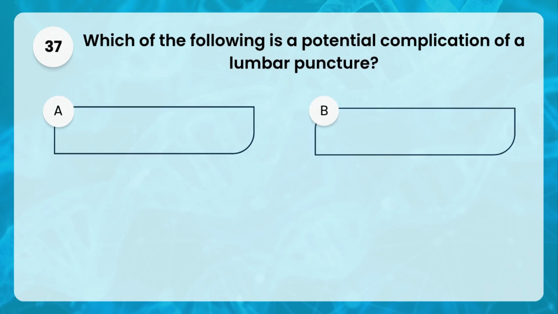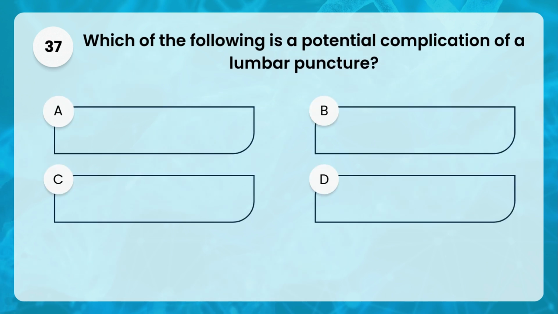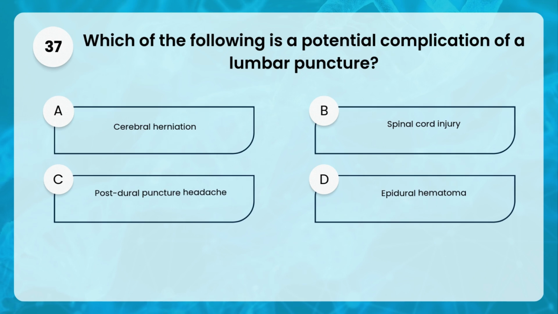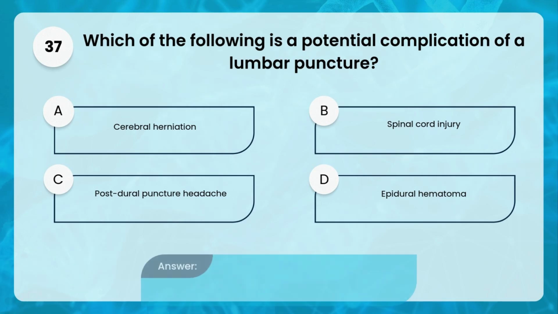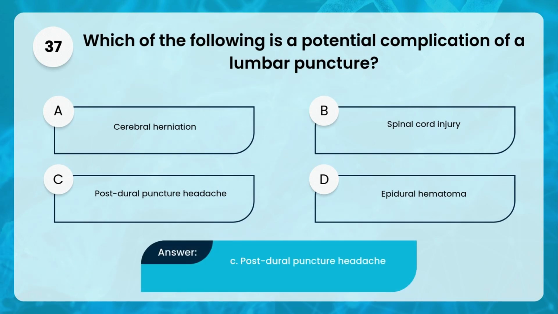Which of the following is a potential complication of lumbar puncture? A. Cerebral herniation. B. Spinal cord injury. C. Postdural puncture headache. And D. Epidural hematoma. The answer is C. Postdural puncture headache.